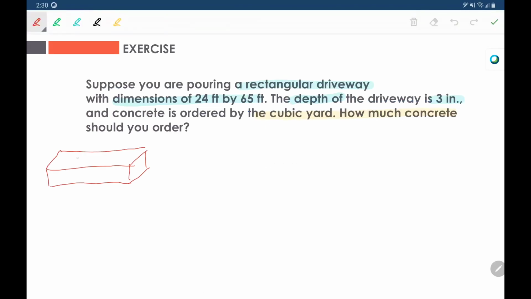Let's define the rectangular driveway first. It's 65 feet by 24 feet with a depth of 3 inches. Then the volume. What is the volume of this driveway? The volume comes from side by side by side. So 65 feet by 24 feet by 3 inches.